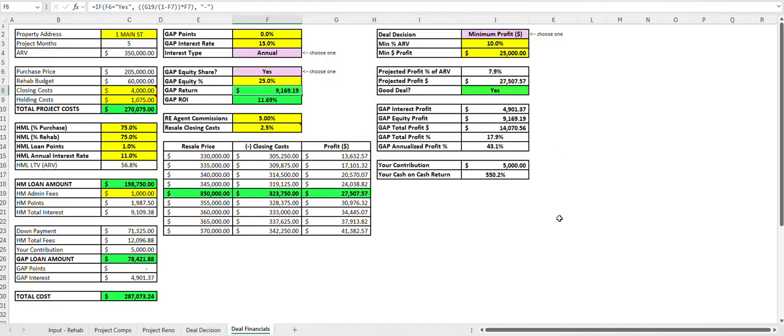So essentially, this is your deal financial sheet and your deal decision tree. This is going to be one of your best friends in terms of structuring your deals on the investing side, but also in terms of ensuring that you are offering on a home at a number where you can make your minimum threshold.